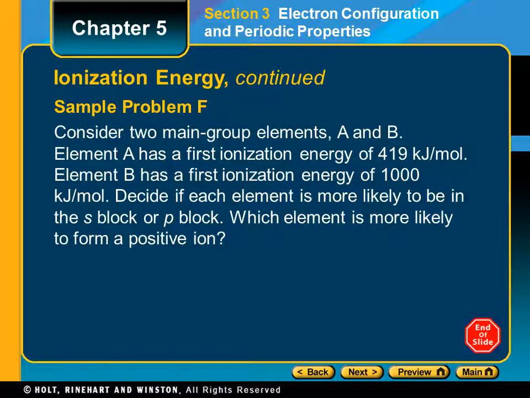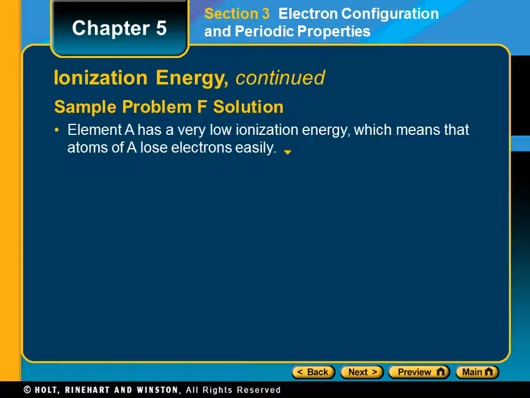So consider two main group elements, A and B. Element A has a first ionization energy of 419 kilojoules per mole. Element B has a first ionization energy of 1,000 kilojoules per mole. Is each element more likely to be in the s block or p block? Which element is more likely to form a positive ion? How do we work through this?